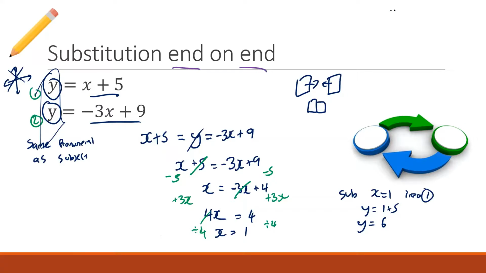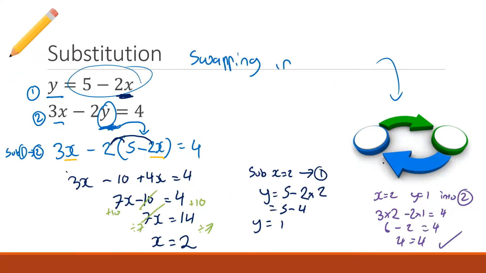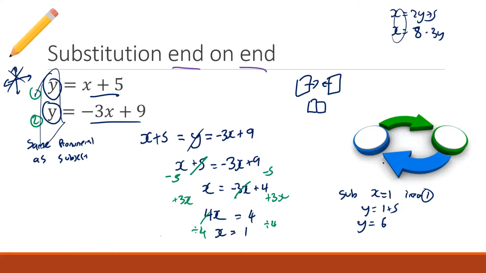If you had something like x equals 2y plus 5 and x equals 8 minus 3y, then yeah, you could do the same thing for this situation here. But we're not going to, that's another sort of side point. So there's two types of substitution so far. Firstly, just straight substitution, swapping it in. The second one is end on end, which is still substitution because you're replacing this y with the x plus 5 and the y negative 3x plus 9.